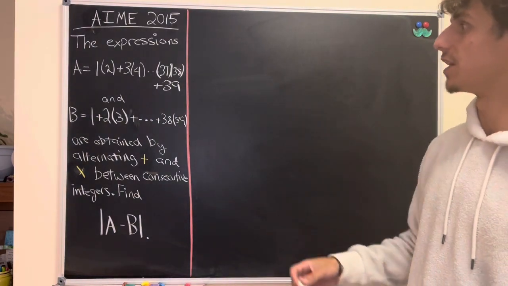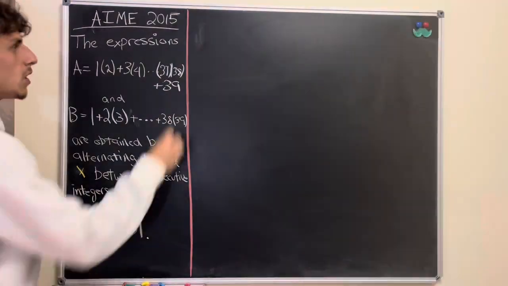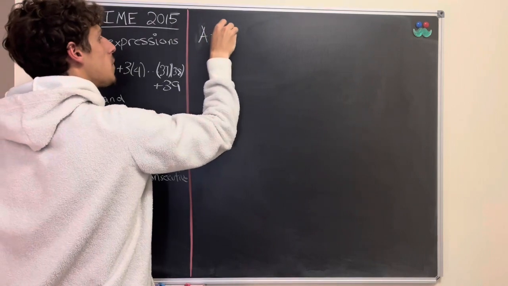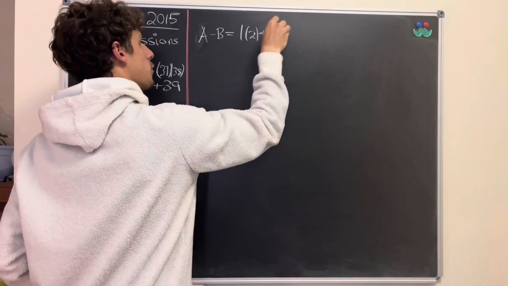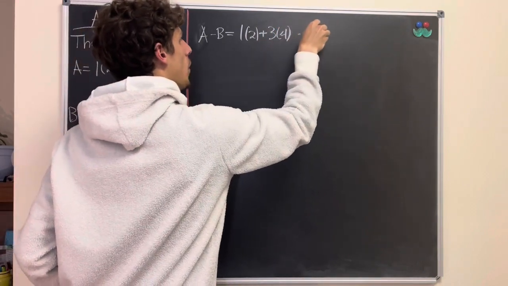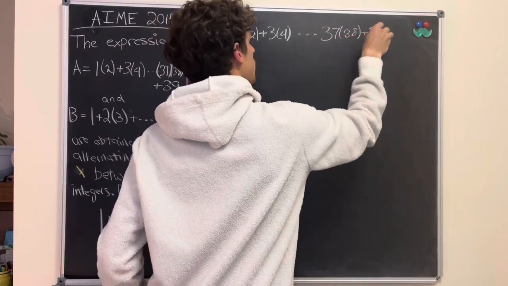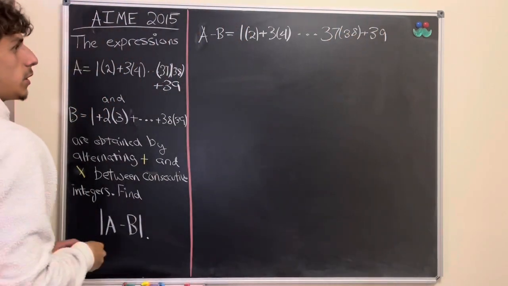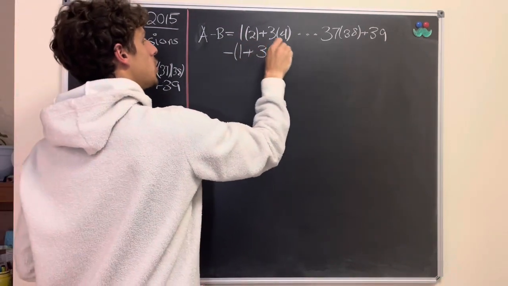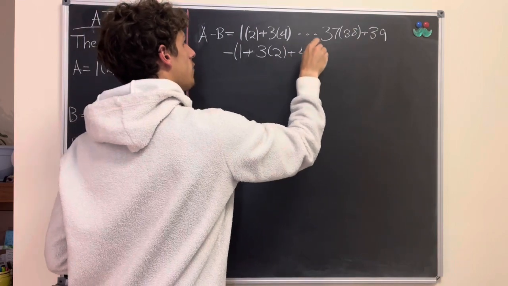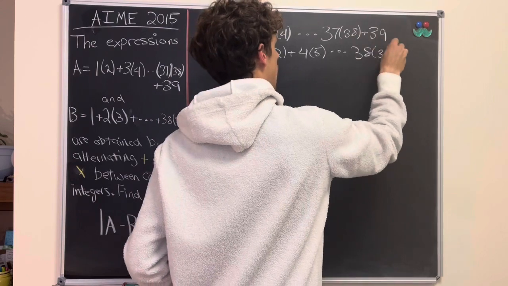Okay, so let's jump into this, and what I'm going to do is write A minus B down and then group things as we go. So we'll have A minus B, which is equal to 1 times 2 plus 3 times 4, all the way up to 37 times 38 plus 39, and then below that, I'm going to write B, which is equal to 1 plus 3 times 2 plus 4 times 5, all the way up to 38 times 39.